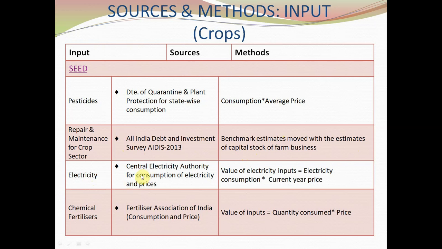For electricity, data is provided by the Central Electricity Authority for consumption of electricity and prices, and input value of electricity is calculated by electricity consumption multiplied by current year price. Chemical fertilizers are used in production of crops. For this, data for consumption and price is provided by the Fertilizer Association of India, and value of input will be quantity consumed into price.